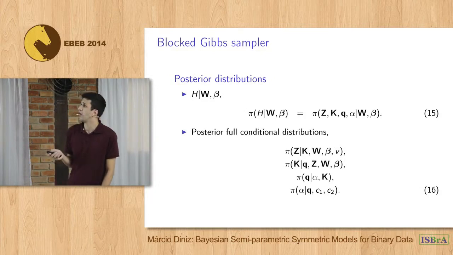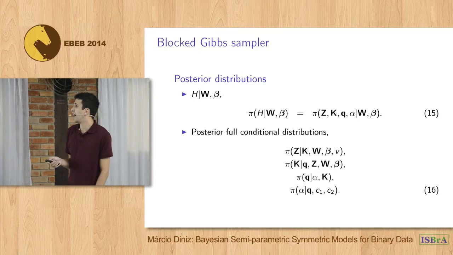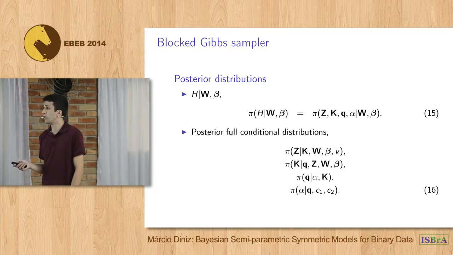So we can sample from the posterior distribution of H through sampling the z, k, q, and alpha posterior full conditional distributions. We should look in more detail at the z full conditional distribution.